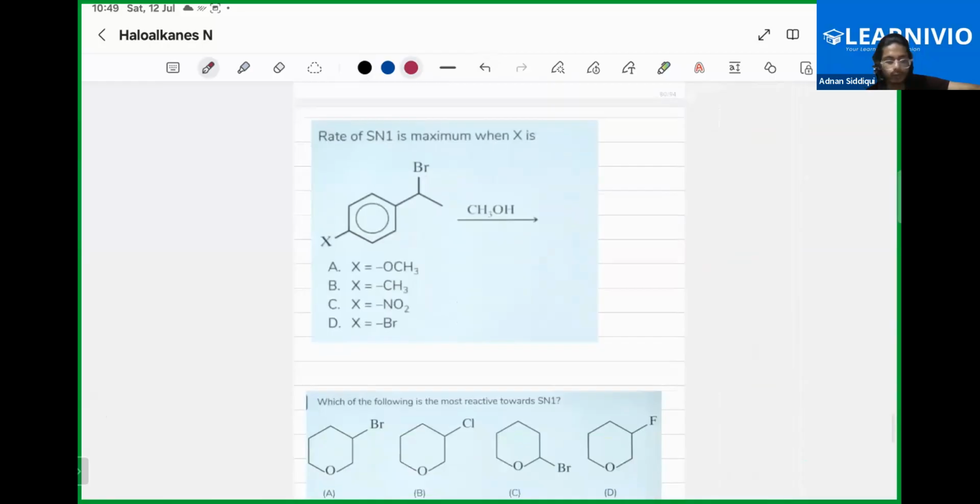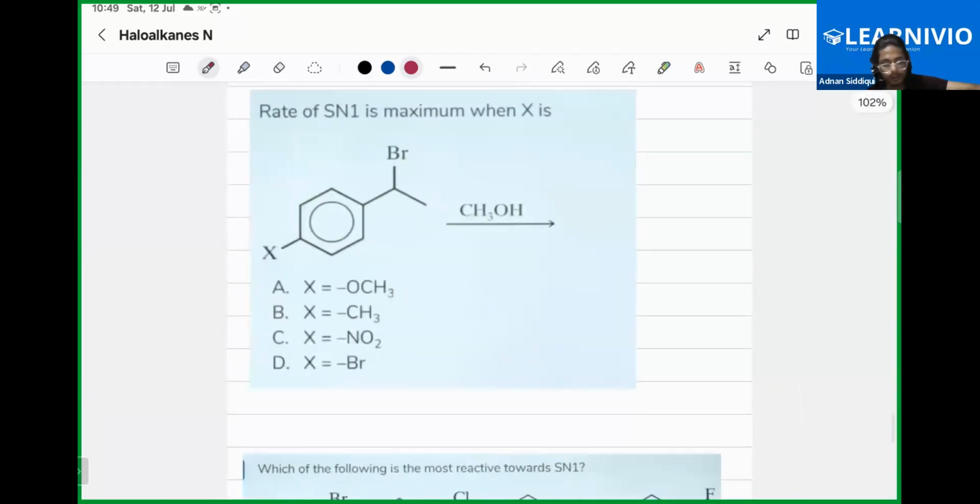So we have some questions. You have to tell me the answer. What should be the product here? No, not the product. What should be the group, this X group, which will favor the SN1 reaction? You have to think about it. I have already discussed this phenomenon. We will observe a carbocation, a positive charge at this bromine site. How to stabilize this positive charge? Which type of group should we attach, electron donating or electron withdrawing, to stabilize a positive charge? So you have to think in that way and tell me the answer.